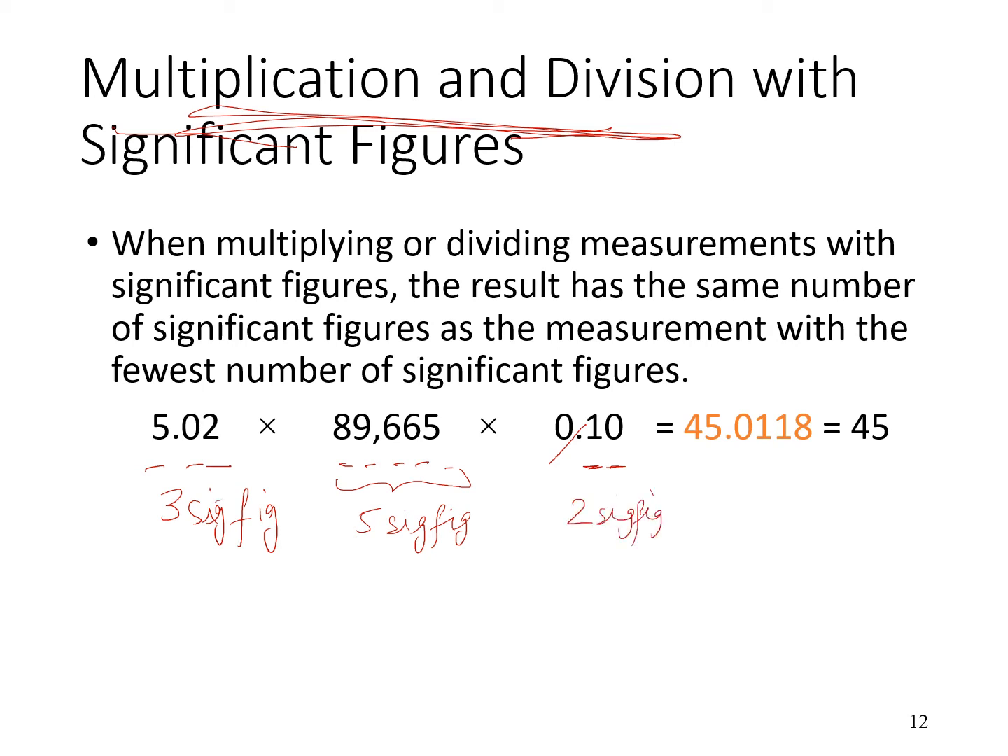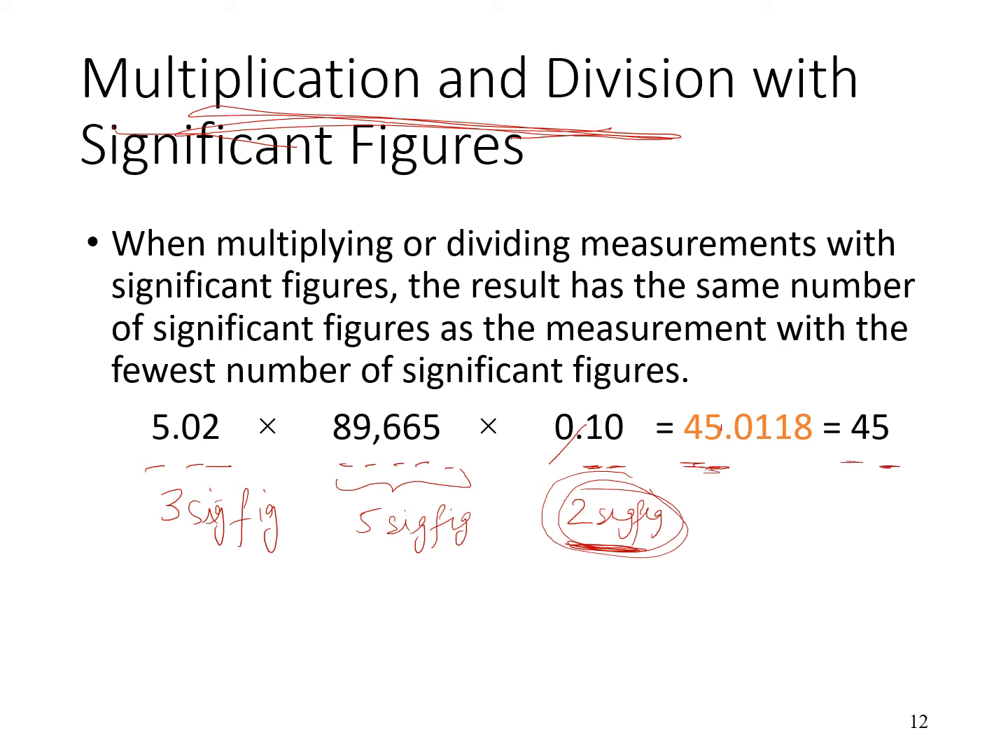So which one of these three has the least number of sig figs? This right here. So your final answer should have the number of sig figs equal to the least measurement whenever you're doing multiplication and division. Remember that. This rule only applies when you're doing multiplication or division. So in this case, your final answer should only have 2 sig figs, so my answer has to end in these 2 sig figs.